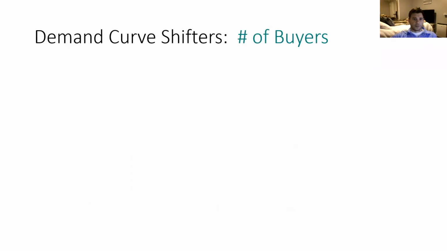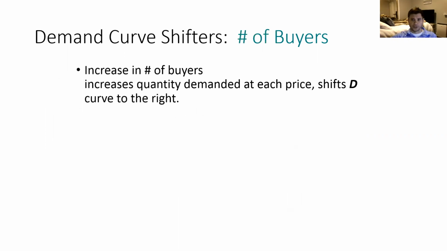So, first topic here, demand curve shifters. Probably we'll be able to relate every one of the shifters more or less back to this first factor, which has to do with the number of buyers. But anytime you think about the number of buyers increasing, this is going to result in an increased quantity demanded at any given price. And the way we model this is with a rightward shift in the demand curve.